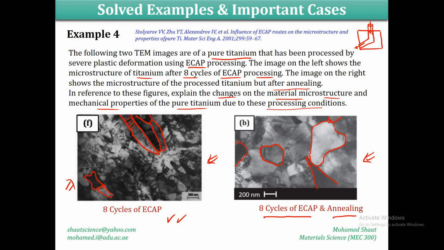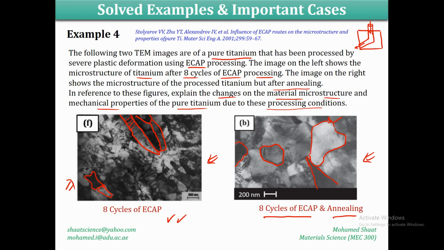How about the changes over the mechanical properties of the material? What we should expect as changes over the mechanical properties. Before, pure titanium by itself is a weak material. Upon the ECAP processing and the severe plastic deformation, and we are performing this ECAP at a certain temperature, let's say at room temperature. If we assume that this has been done at room temperature, we are expecting an increase in the strength due to some strengthening mechanisms.